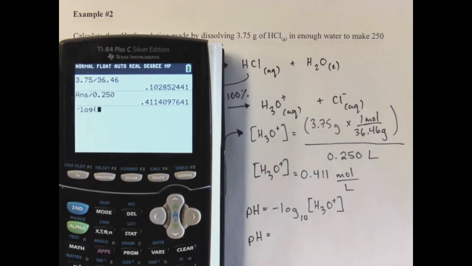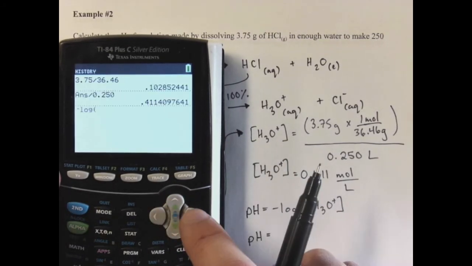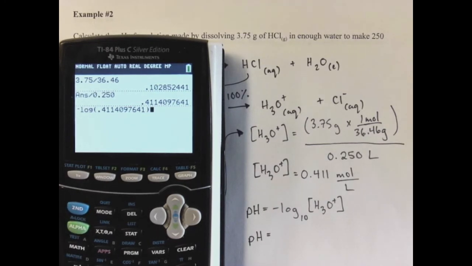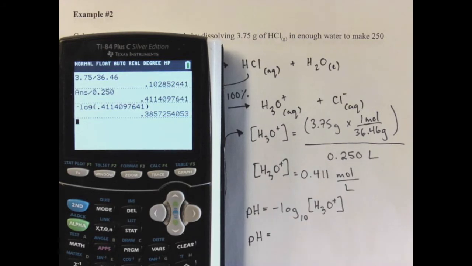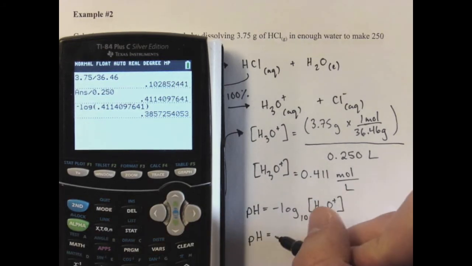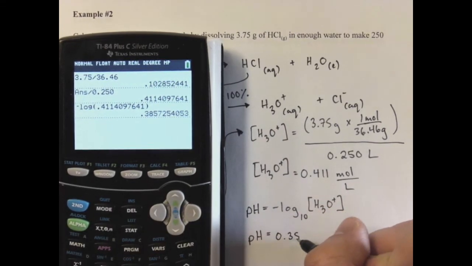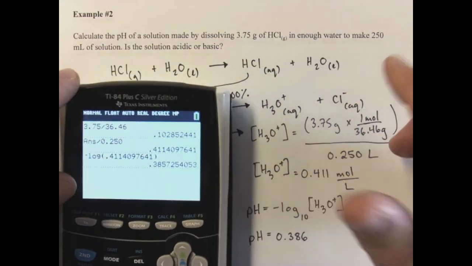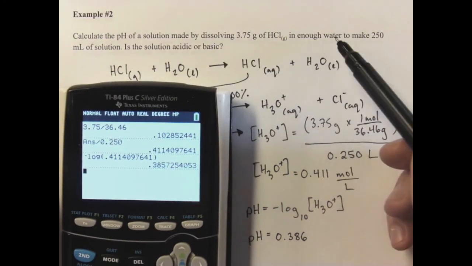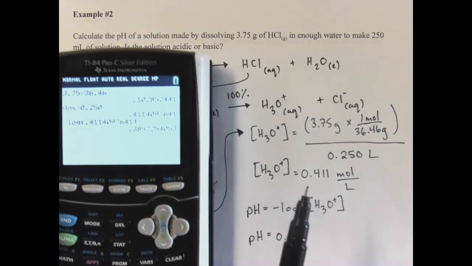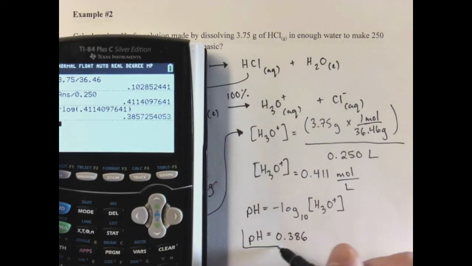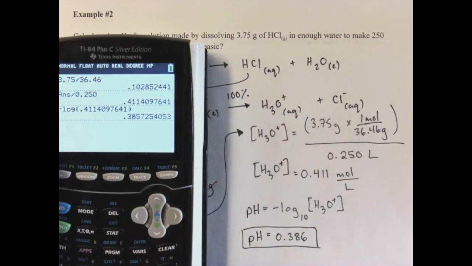Okay, so let's do the negative log of that number, and I get a pH of 0.386. And I should have a pH of 3.386 because I do have 3 significant digits in my measured quantities at the start, so I should at least have 3 digits to the right of my decimal in my final answer.